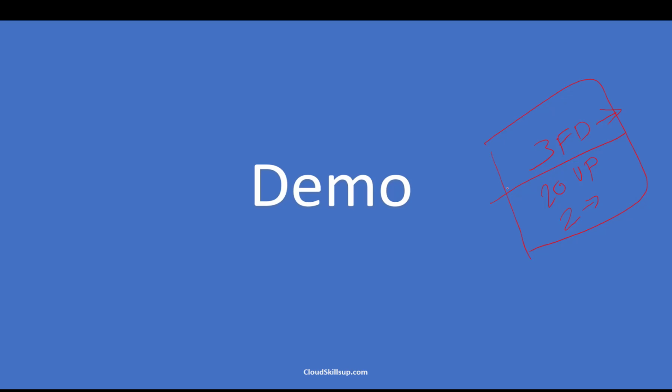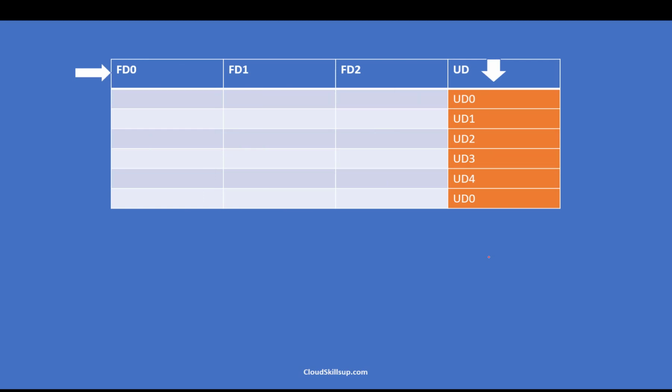Take an example where you want to configure your VMs in 3 fault domains and 5 update domains. How can the availability set distribute your virtual machines within these fault domains and update domains? Let's move to this slide, and I will show you how it works.